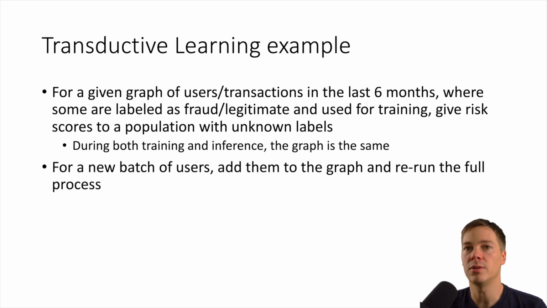Let's give an example of this. So let's say you have a graph of users and transactions in the last 6 months, and some are labeled as fraud and some are legitimate. And you want to use those labeled ones for training, and you want to give risk scores to the population where you don't know the labels. Well, during both training and inference, the graph is going to be the same. And if tomorrow you get a new batch of users, you're going to have to add them to the graph and then rerun this full process.